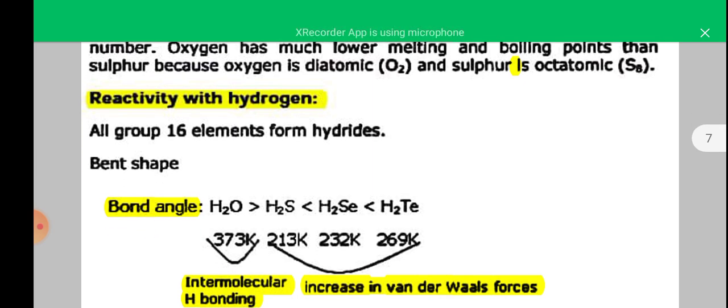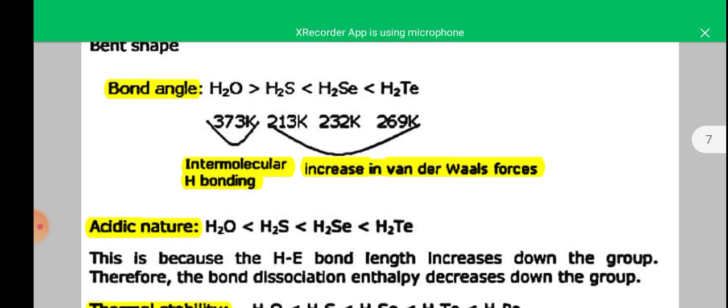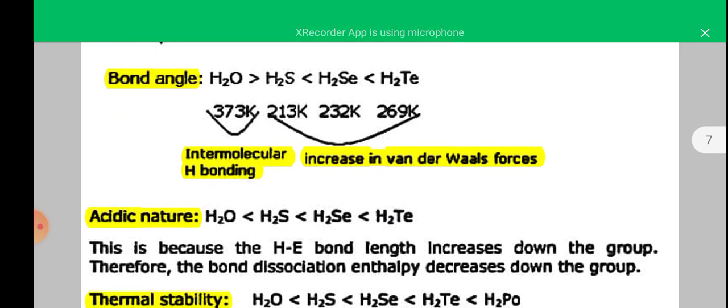Reactivity with hydrogen. All group 16 elements form hydrides like H2O, H2S, H2Se, H2Te, and their bond angles you have to read. The bond angle of H2O is greater than that of H2S, which is greater than that of H2Se, which is greater than that of H2Te.